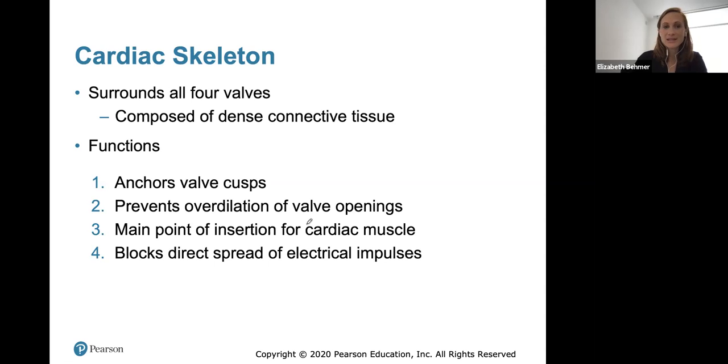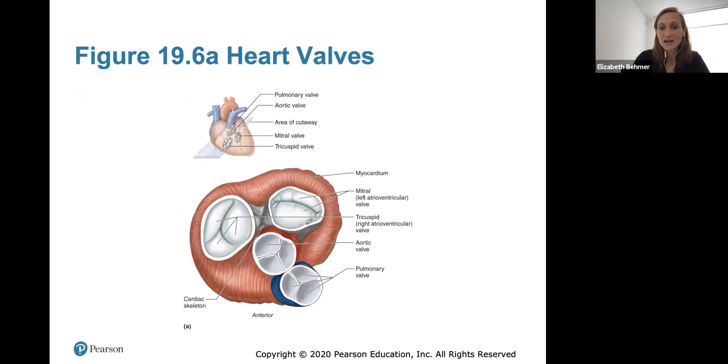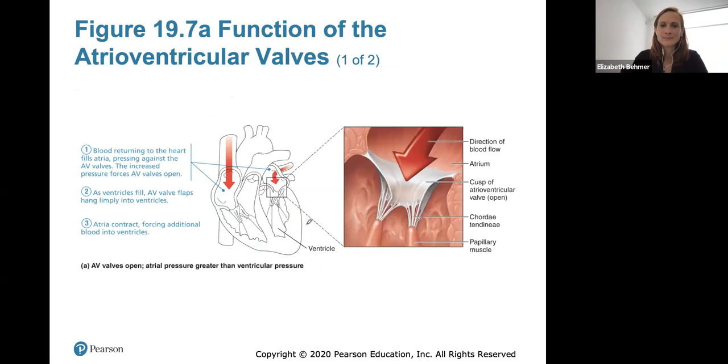The cardiac skeleton surrounds all four valves. It's composed of dense connective tissue. It anchors the valve cusps, prevents overdilation of valve openings, and it's the main point of insertion for cardiac muscle, and it blocks the direct spread of electrical impulses. So here's a look at the cardiac skeleton and how it keeps and handles the valves in place.